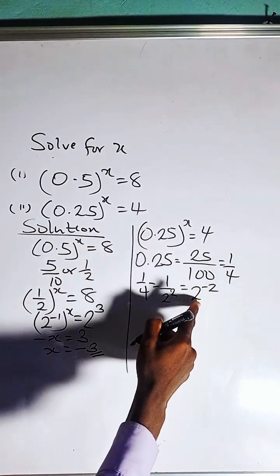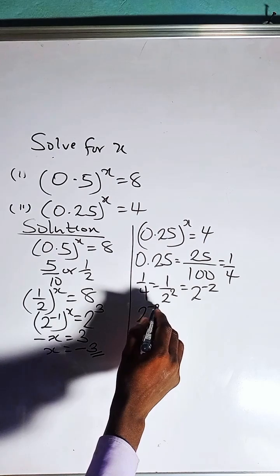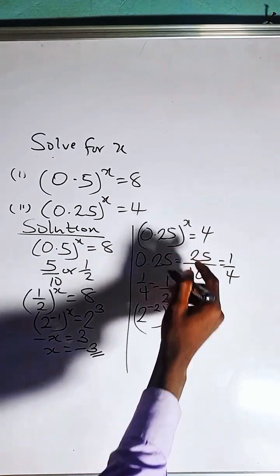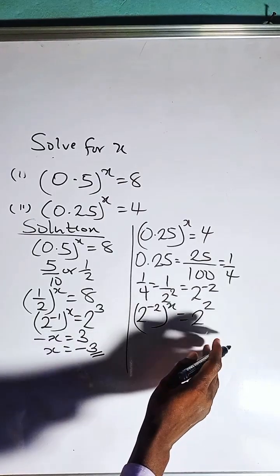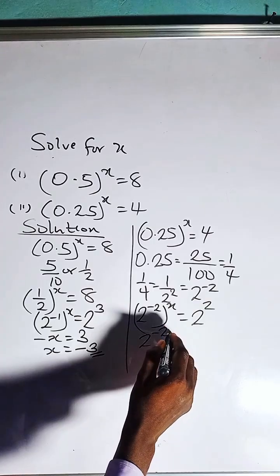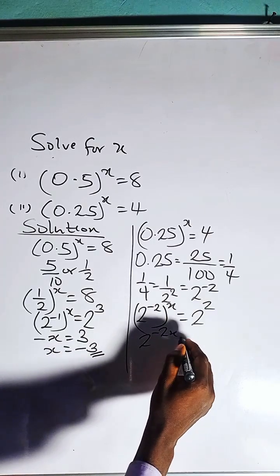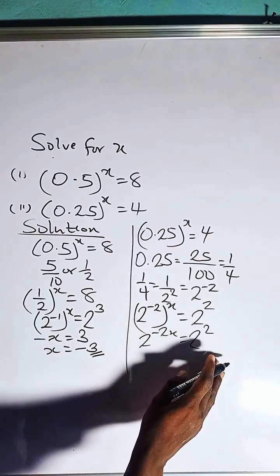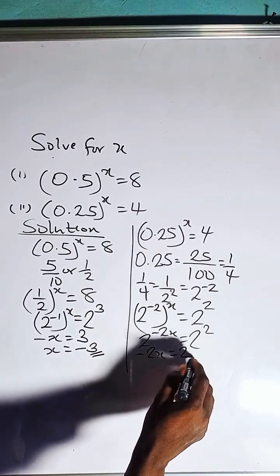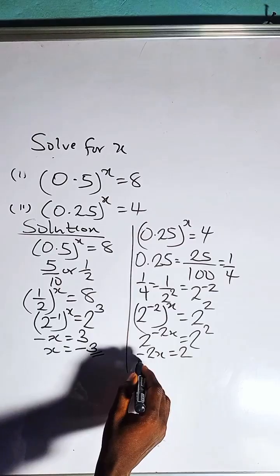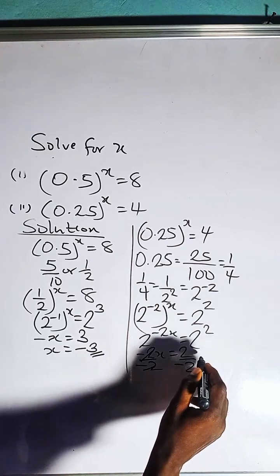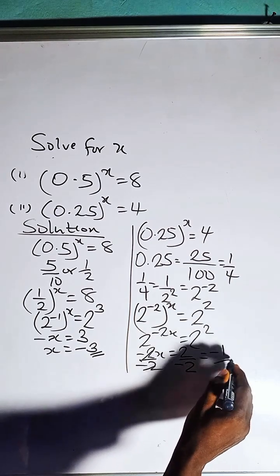Let us replace this with this. So we have 2 raised to power minus 2, all raised to power x, equals 4, which is 2 raised to power 2. When we apply the exponent rule, we have 2 raised to power minus 2x equals 2 raised to power 2. Since we have the same base, we have minus 2x equals 2. The next thing we do is divide both sides by minus 2. When we do that, we have x equals minus 1.